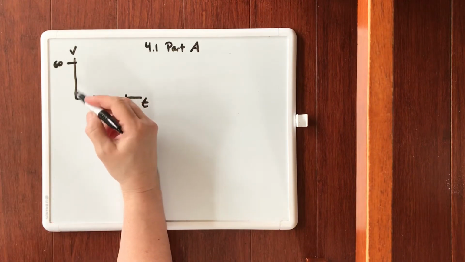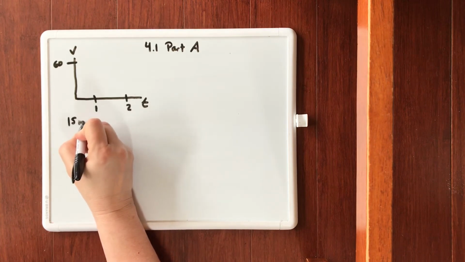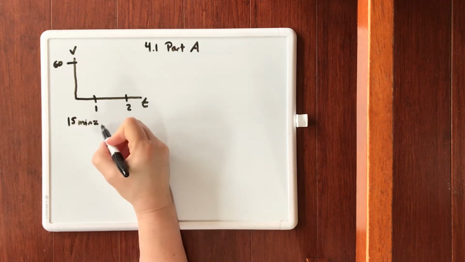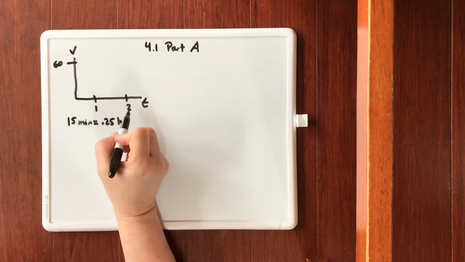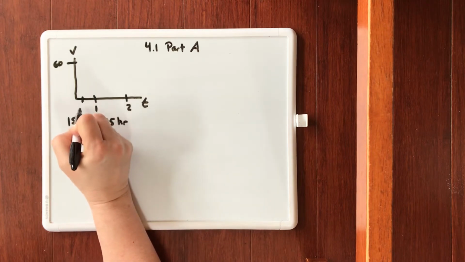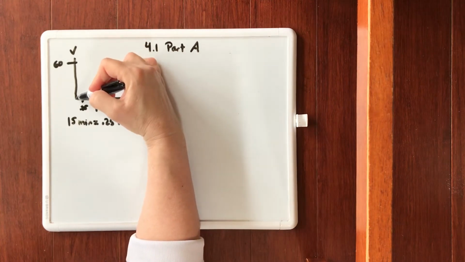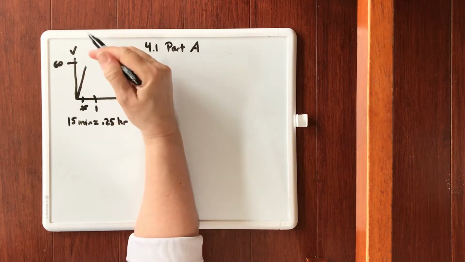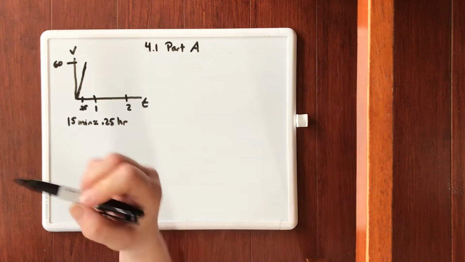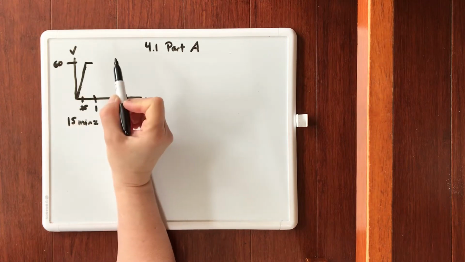Now, he goes from 0 to 60 in the first 15 minutes. We know 15 minutes is a quarter of an hour, 0.25 of an hour. So these are in hours, so right here, 0.25. So he's going to go zoom up to 60 in the first 15 minutes. And then he cruises at 60 for how long? It says an hour and a half.